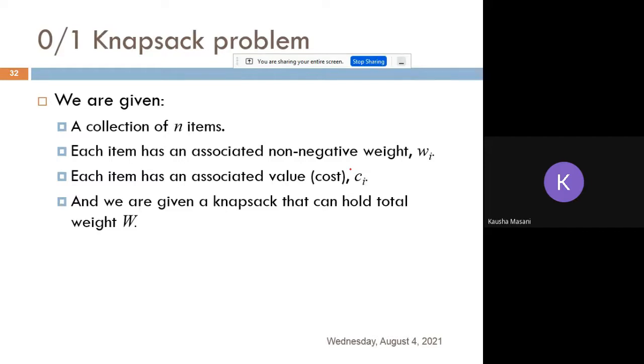Fine. So in your question, what will be given to you? Collection of n items, that means those weights. Each item has an associated non-negative weight. So please don't ask, madam, can the weight be negative? It is mentioned that it is non-negative. Your weights cannot be negative. Each item will have a cost value, that means the profit value C of I. Sometimes it is also known as small v of I. In some of the books, it is known as small v of I also. It can be written as C of I also.